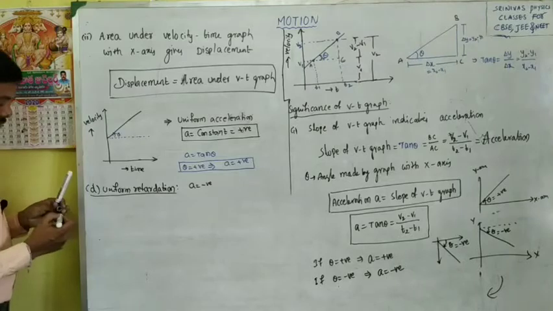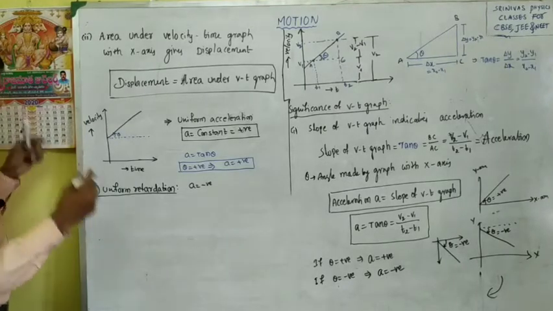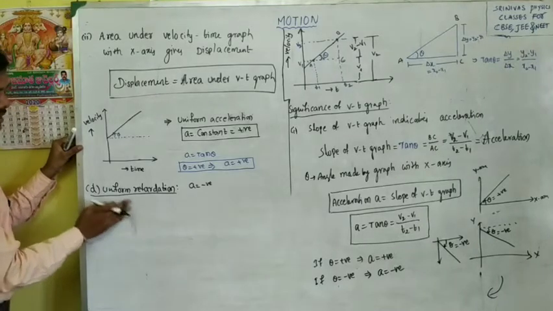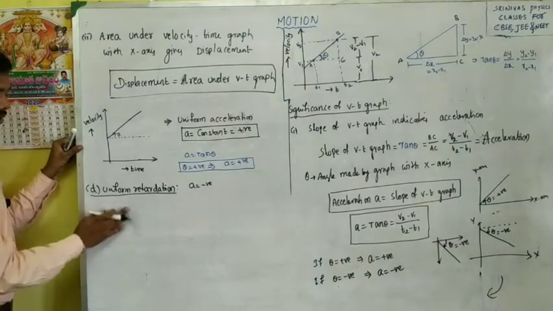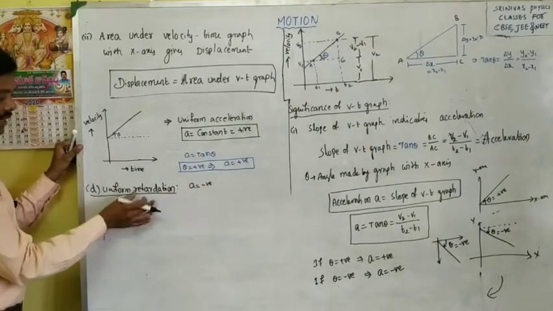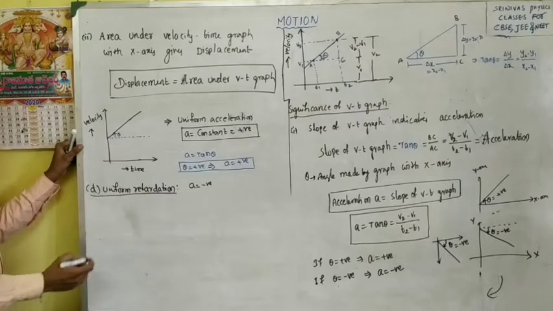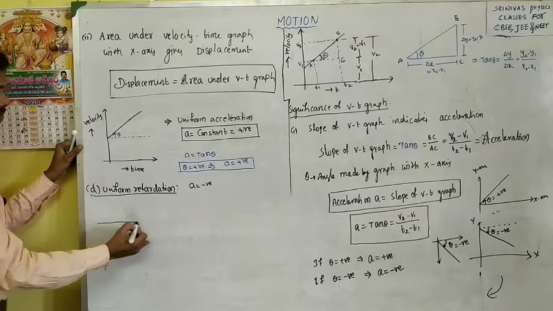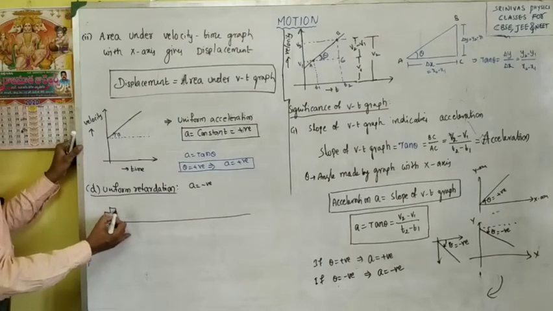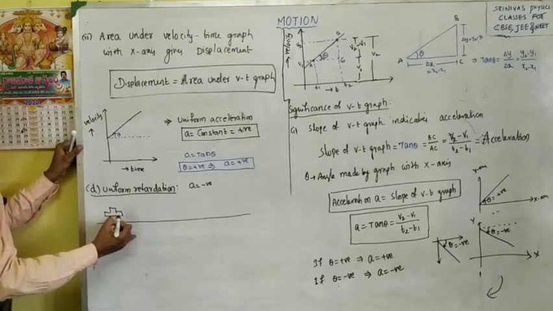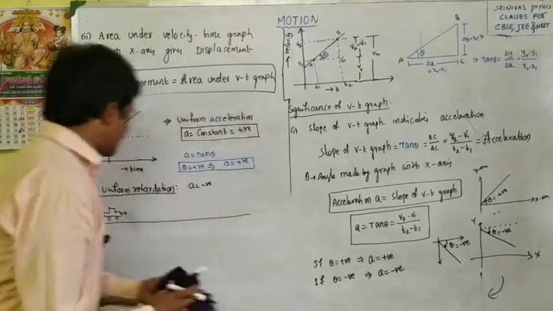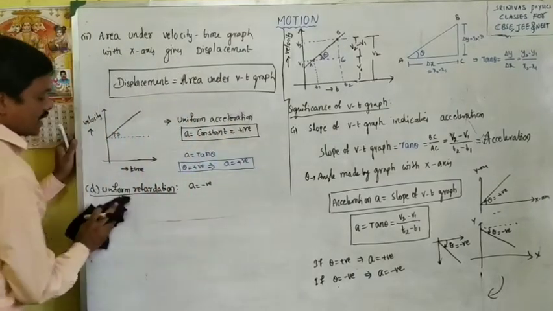How will the graph be? Okay, let us see. This is uniform retardation. Uniform retardation means acceleration is negative. Velocity decreases with time. Retardation means velocity decreases with time. For example, a driver applies the brakes. Okay, this is like this. This car is moving like this. And here, no need to take the example. Directly also we can tell.